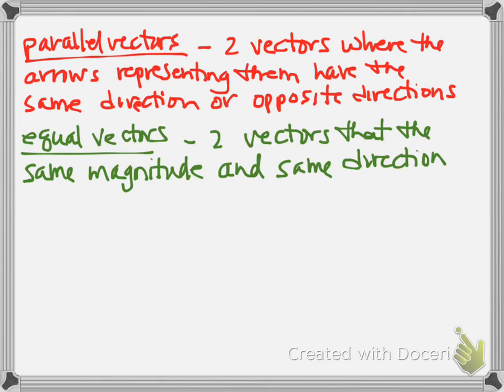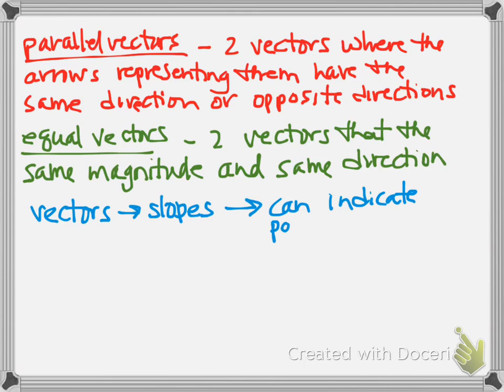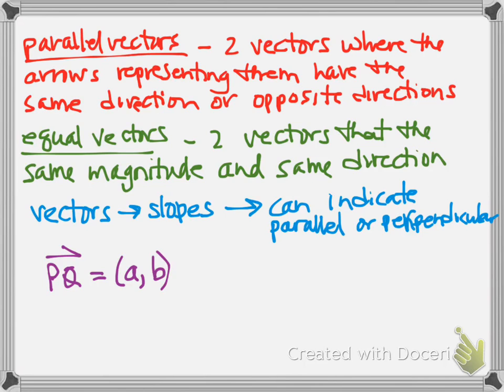Okay, and so again, vectors represent slopes, and those slopes can indicate parallel or perpendicular. So if I have vector PQ and it is AB, remember A is the difference in the x's, B is the difference in the y's. That's how we can write the slope. It can be used with those vector values because they are showing exactly what the slope formula tells us, differences, okay? All right, everybody good?